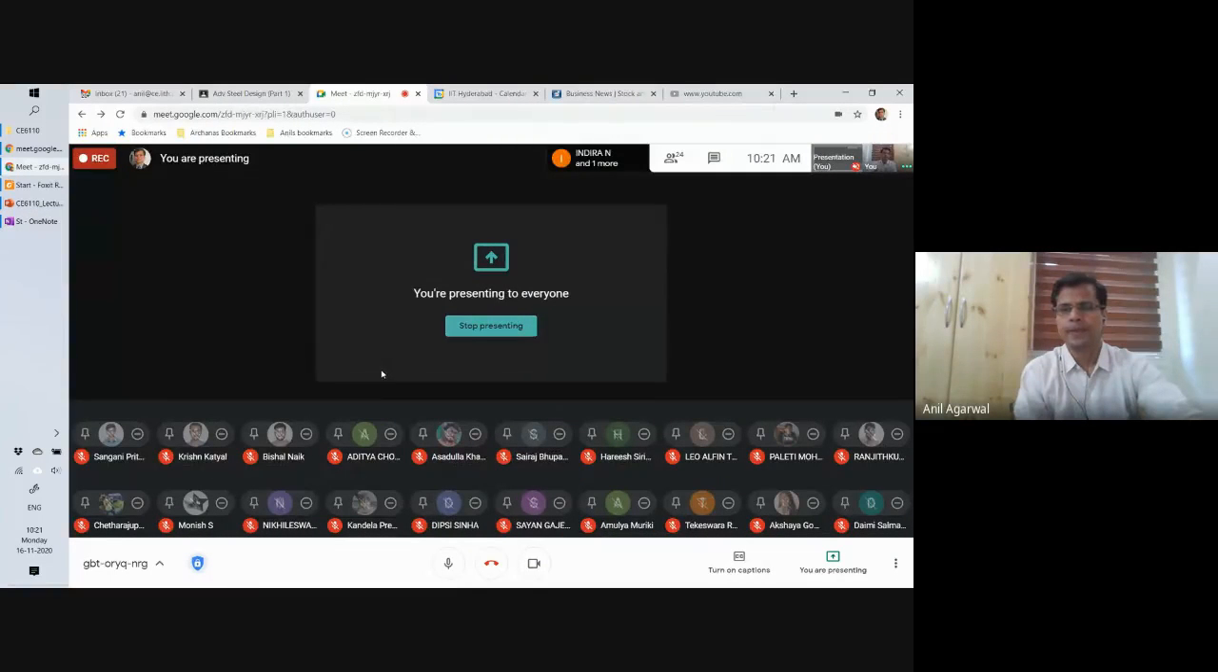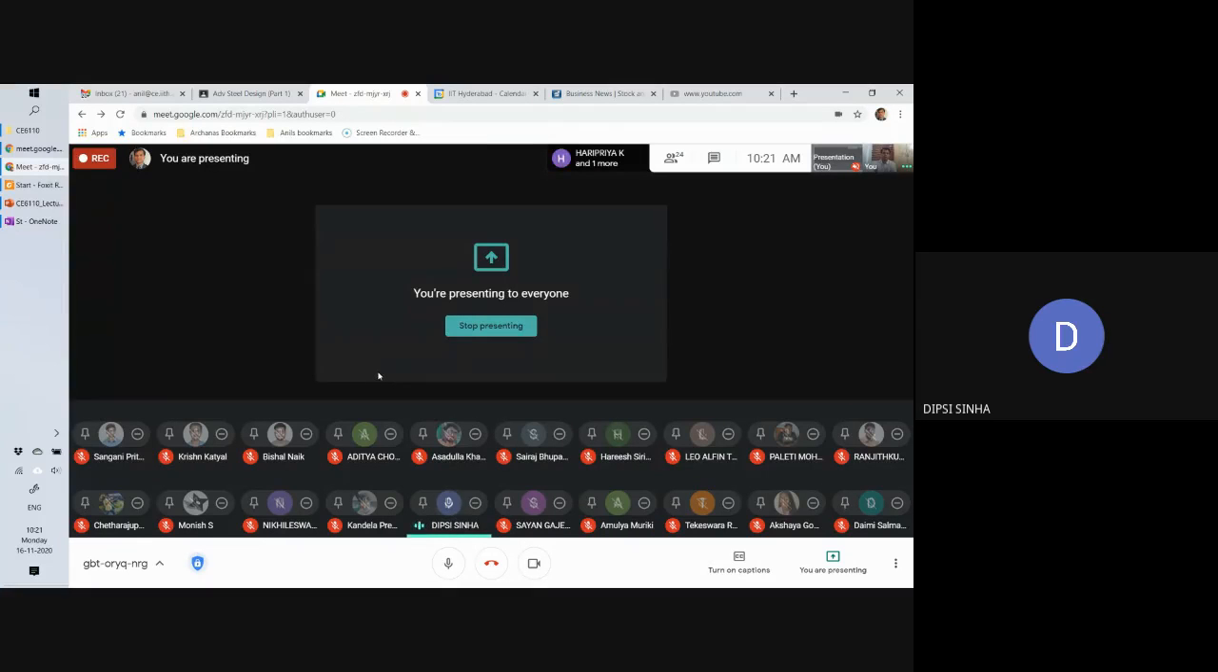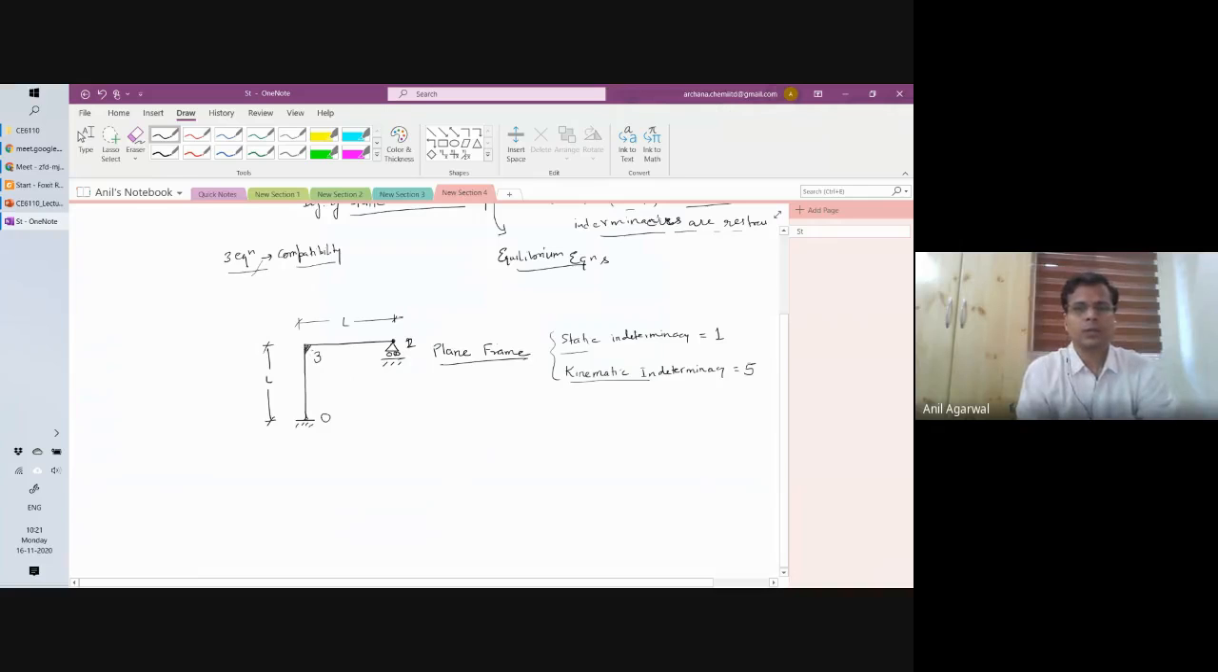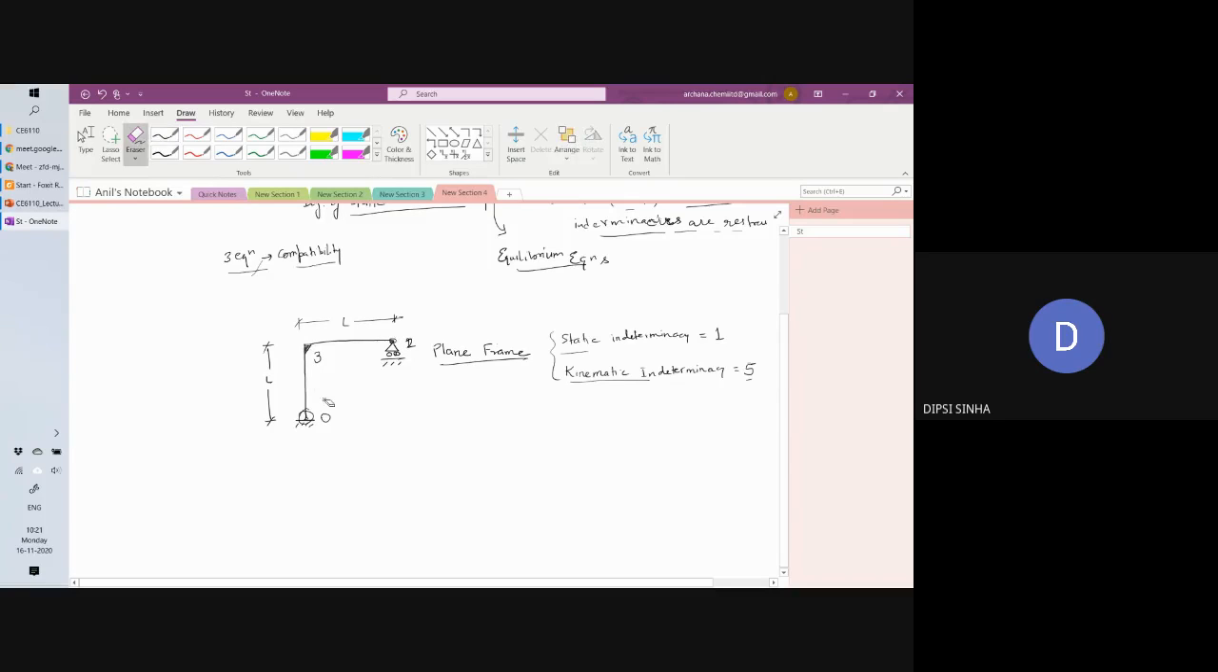Who was it? It was me, sir. Dipsy. Okay, Dipsy. Fine. So, Dipsy, what motivated you to select this location, and this location to calculate the degrees of kinematic indeterminacy? Why did you select these 3 locations? You selected these 3 locations only, right? Because sir, we calculate displacement at joints, right? And the supports. That's why.